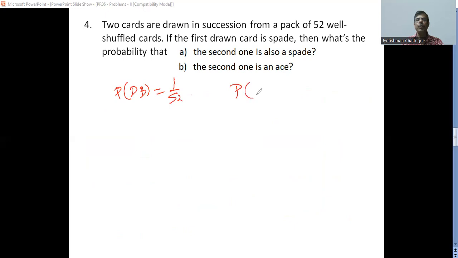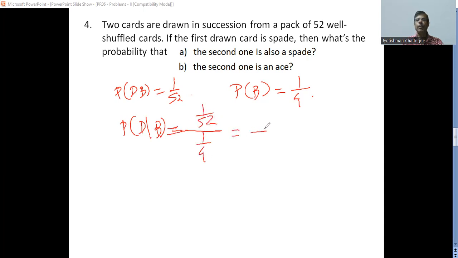And we already know probability of B is equal to 1 upon 4. So probability of D given B is the ratio of these two numbers, 1 by 52 by 1 upon 4. So this is 1 upon 13.